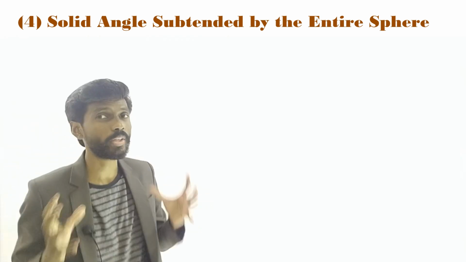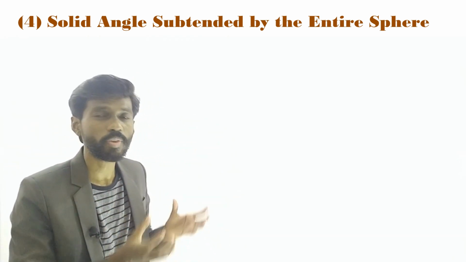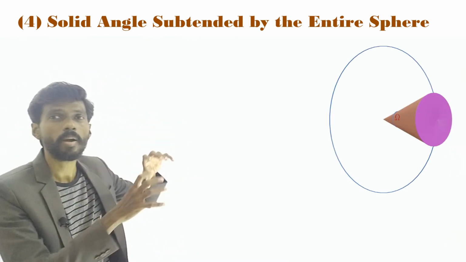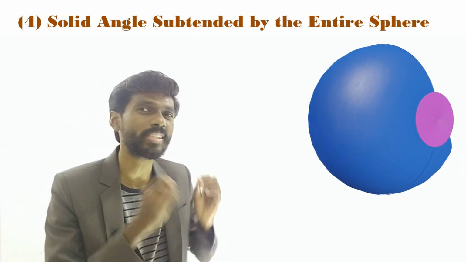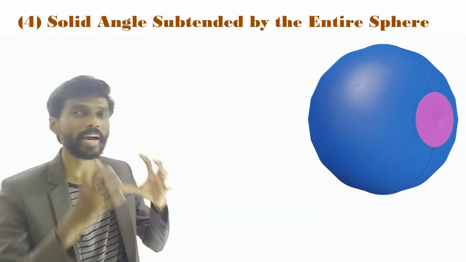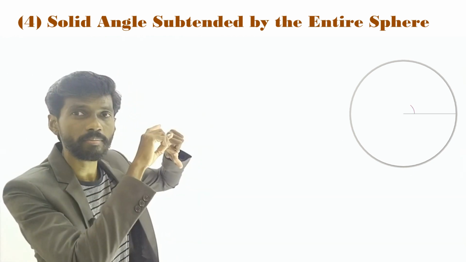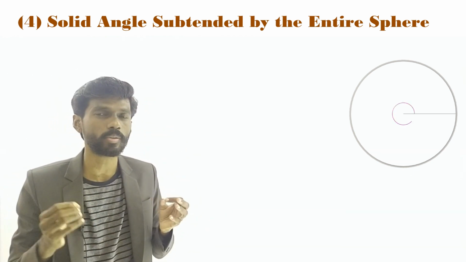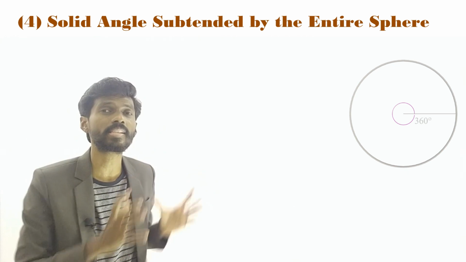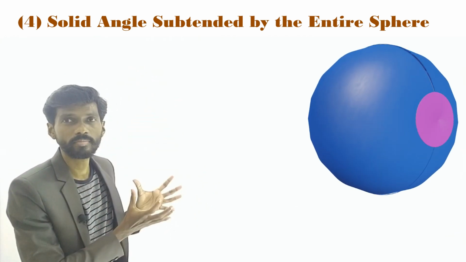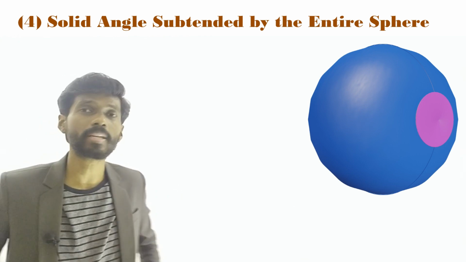So what is the total angle subtended by the entire sphere? We found the solid angle, which is the angle subtended by a curved portion of the sphere. But what if you consider the entire sphere? What is the total angle subtended? Compare this with two dimensions. What is the total angle subtended by the entire circle? That is 360 degrees, 2 pi. 2 pi is the total angle of the entire circle. Similarly, what is the angle subtended by the entire sphere? Let us find it.